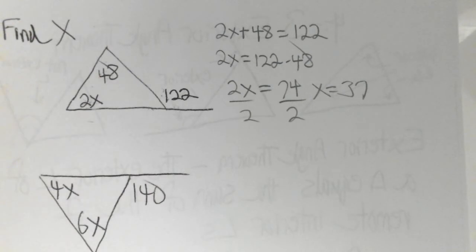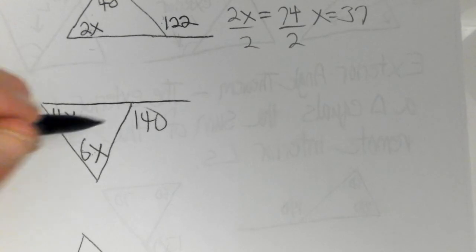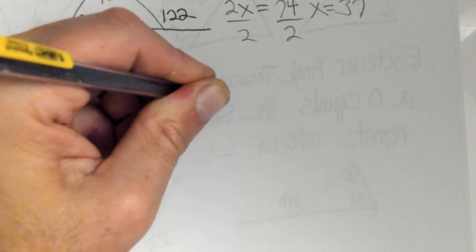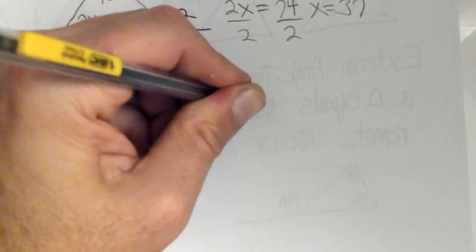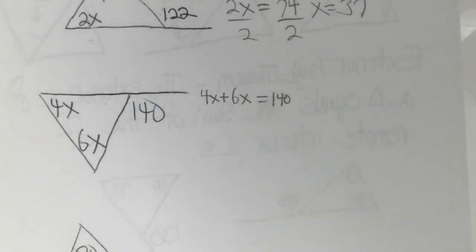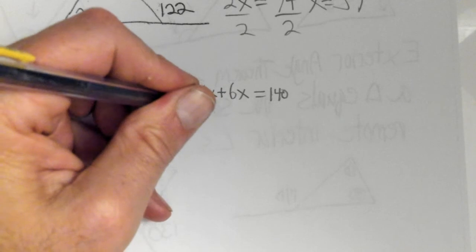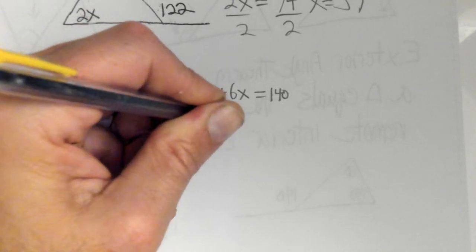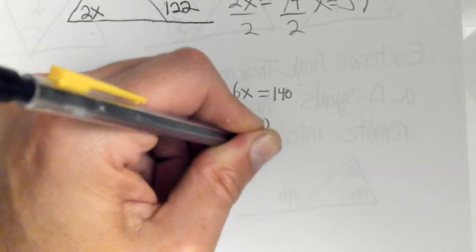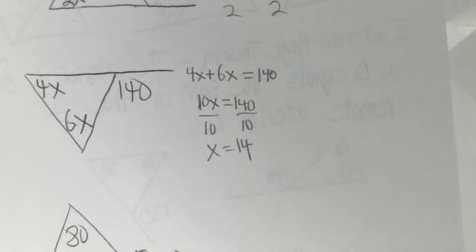Okay? Alright, let's go to the next one. Okay, so on the next one, these two remote interior angles should add up to 140. Once again, equation 4x plus 6x equals 140. Alright, so I've got those two adding up to 140, so that's now when I need to solve for x, I can combine like terms. 4x plus 6x is 10x. And so now we're ready to finish this off by dividing by 10, which means my x is equal to 14. And so 14 is the correct answer here.